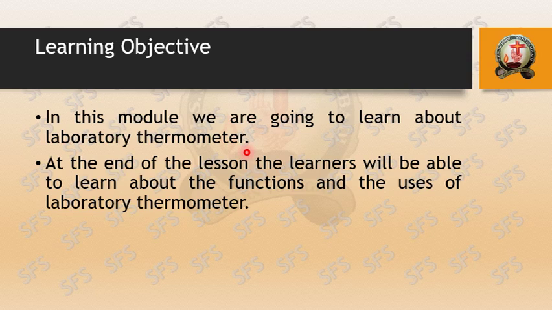The clinical thermometer is used to measure only the body temperature of a person. You cannot use a clinical thermometer to measure the temperature of any object, like boiling water or ice. So you cannot measure the temperature of an ice cube or boiling water using a clinical thermometer. For that purpose we have another special thermometer called the laboratory thermometer. At the end of this lesson you will be able to learn about the functions and the uses of the laboratory thermometer.